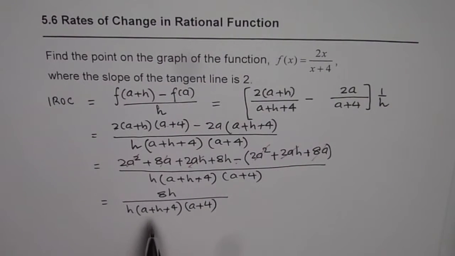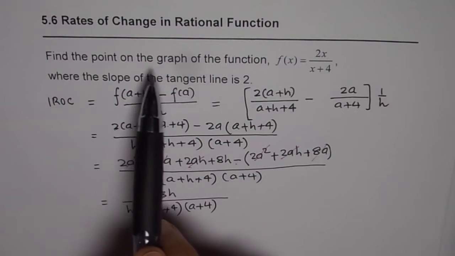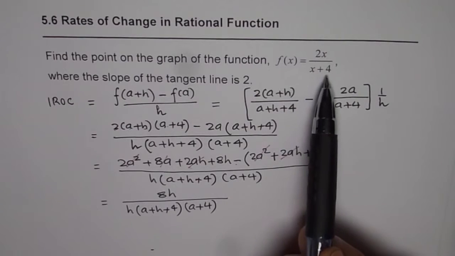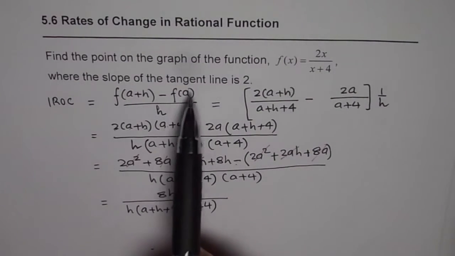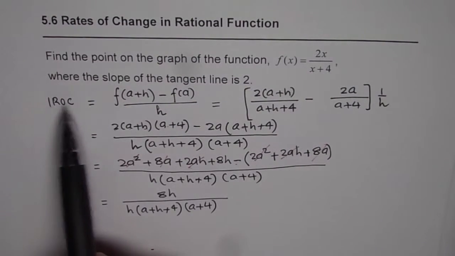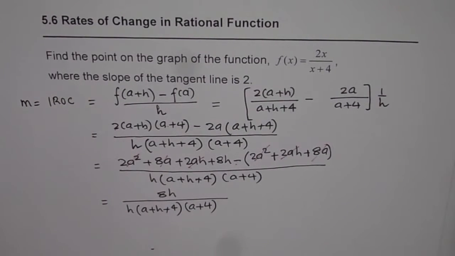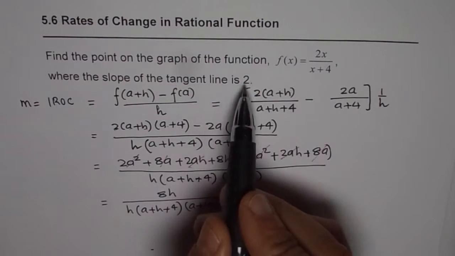Now, the question was, find the point on the graph of the function f of x equals 2x over x plus 4, where the slope of the tangent line is 2. Now we're trying to find, this is the slope of the tangent, right? So slope is instantaneous rate of change. So this slope is a general slope. We are saying the point is x equals a. And now we say the slope should be 2 for this, right?